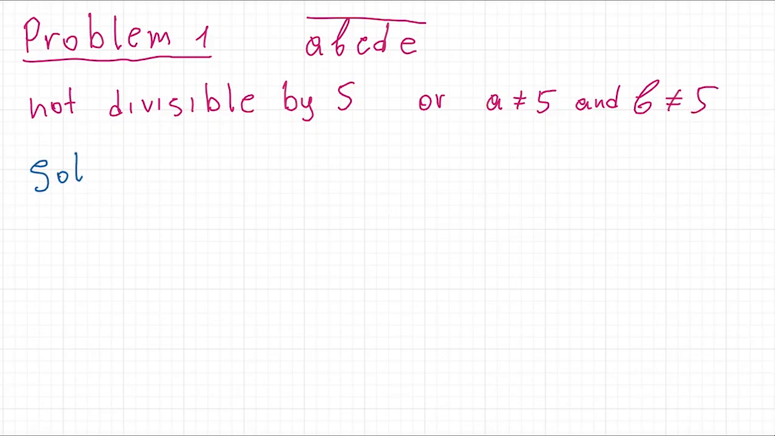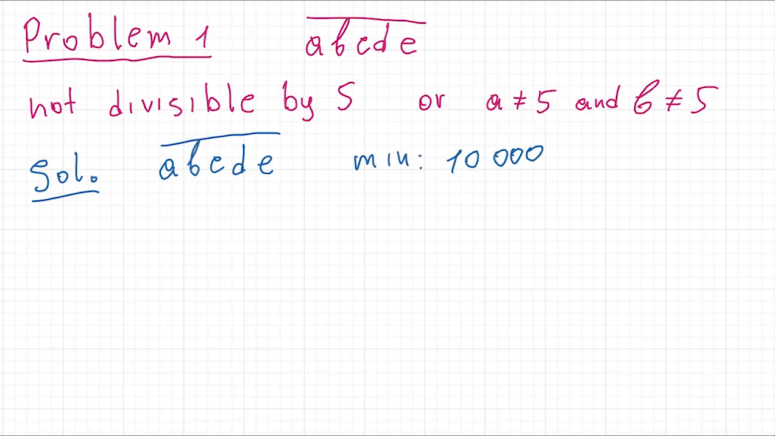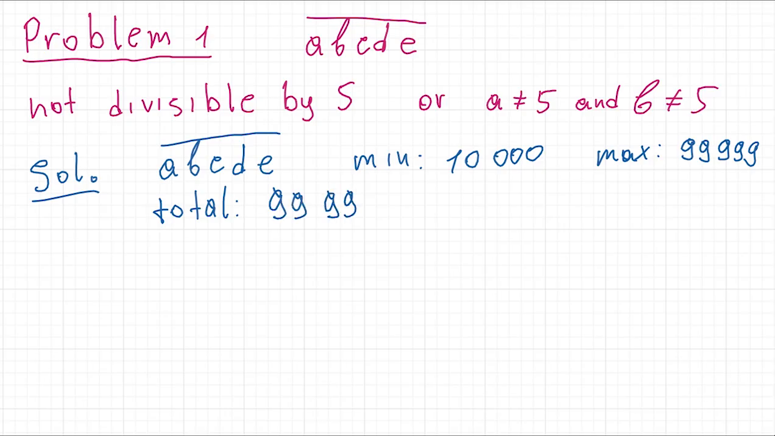Solution. A 5-digit number can be written as A, B, C, D, E, where A is a digit from 1 to 9. It can't be 0, otherwise the number would not be 5-digit. And the other digits are from 0 to 9. Every fifth number is divisible by 5. The smallest 5-digit number is 10,000. The largest is 99,999. Hence there are 90,000 5-digit numbers in total.